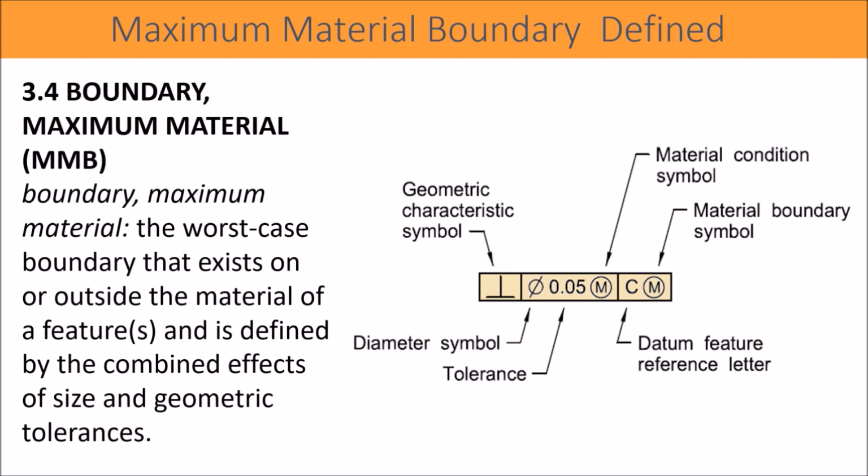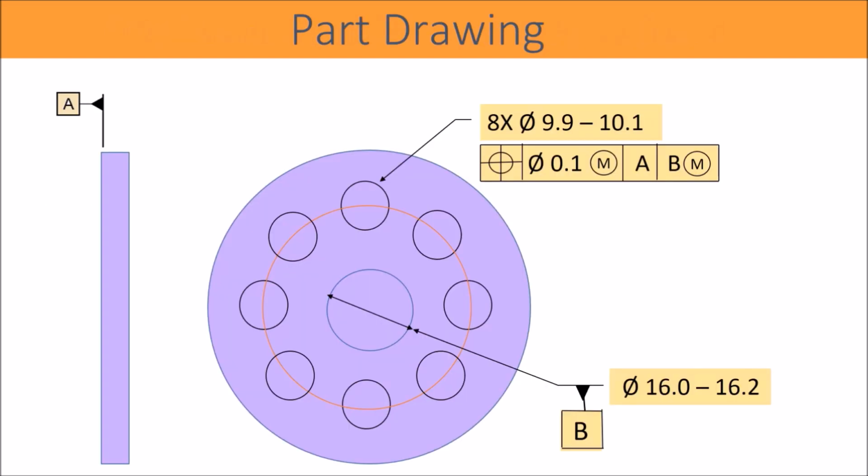The latest release of the GD&T international standard ASME Y14.5, in clause number 3.4, defines maximum material boundary as: a boundary, the worst case boundary that exists on or outside the material of a feature and is defined by the combined effects of size and geometrical tolerances.